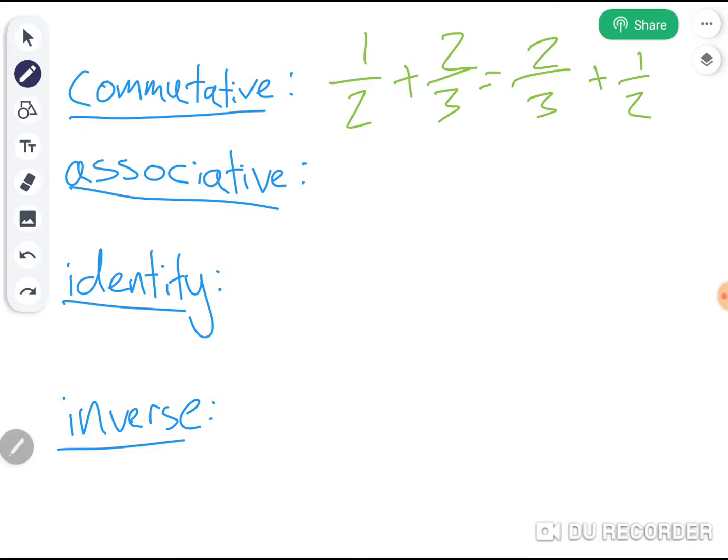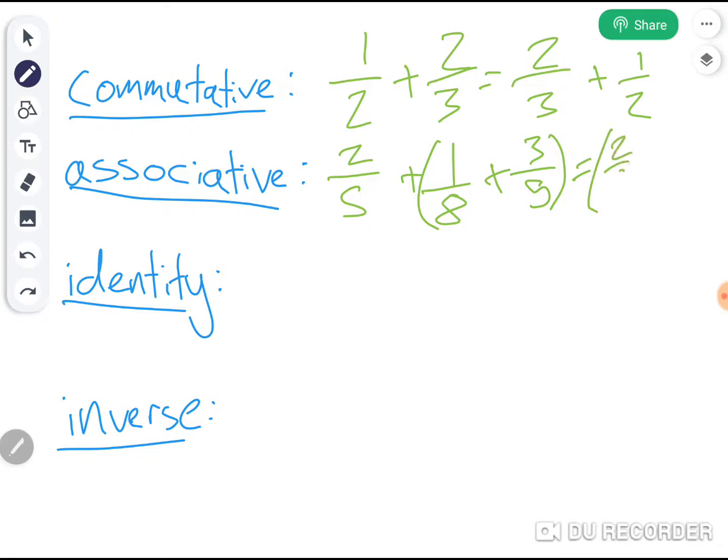The associative property is pretty similar. It just says how we group our fractions does not affect the answer. So we could have, let's say, 2/5 plus 1/8 plus 3/5, and that would be equal to the same thing as 2/5 plus 3/5, which we know equals 1, plus 1/8. Then that makes it really easy because we can just add 2/5 and 3/5, we know that's 1, and then 1 plus 1/8 is 1 1/8. So we can regroup how we're adding our fractions, and it does not affect our answer.